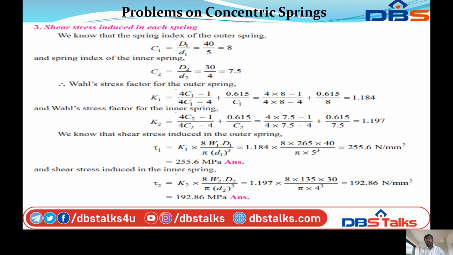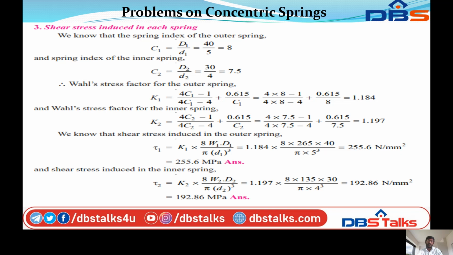Therefore, Wahl's stress factor of the outer spring, K1, is equal to 4 C1 minus 1 by 4 C1 minus 4 plus 0.615 by C1, that is equal to 4 into 8 minus 1 by 4 into 8 minus 4 plus 0.615 by 8, that is equal to 1.184. And Wahl's stress factor for the inner spring, K2, is equal to 4 C2 minus 1 by 4 C2 minus 4 plus 0.615 by C2, that is equal to 4 into 7.5 minus 1 by 4 into 7.5 minus 4 plus 0.615 by 7.5. So K2 is equal to 1.197.